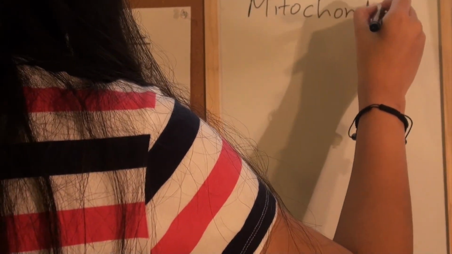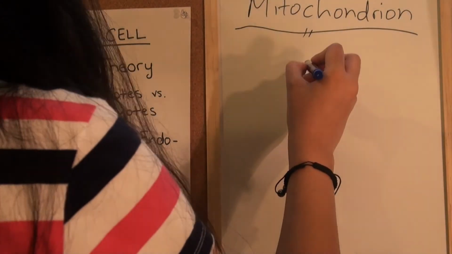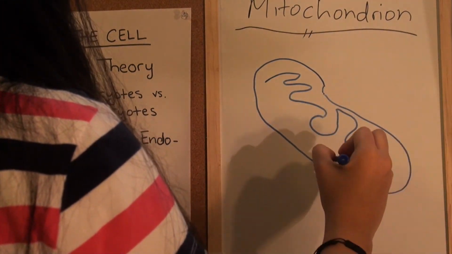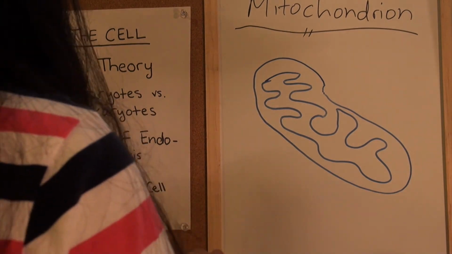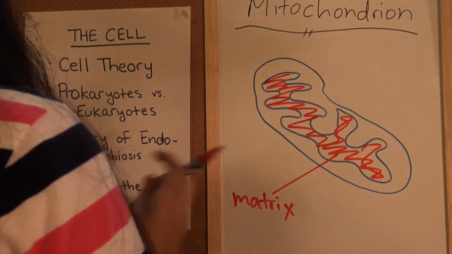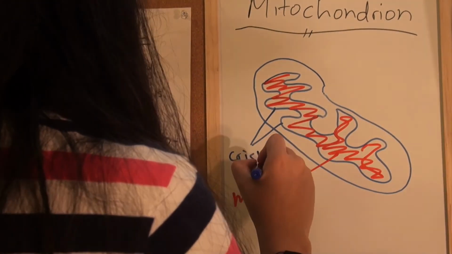Then we move on to the mitochondrion, which most of you on the internet know as the powerhouse of the cell. It is the site of cellular respiration. It has a double outer membrane and folded inner membranes called the cristae. Like mentioned before, it has its own DNA or nuclear material and can self-replicate.